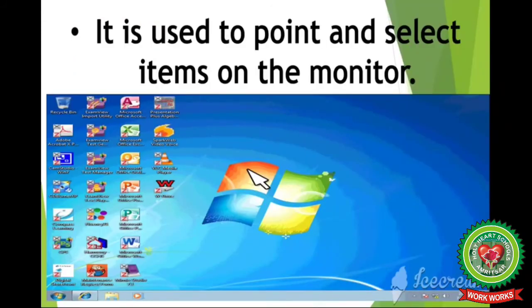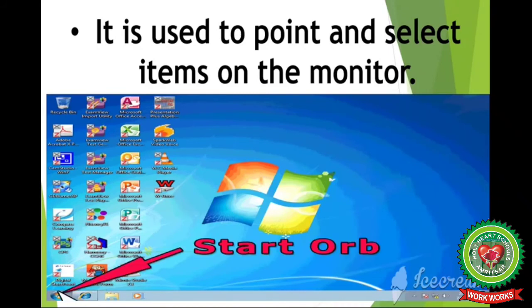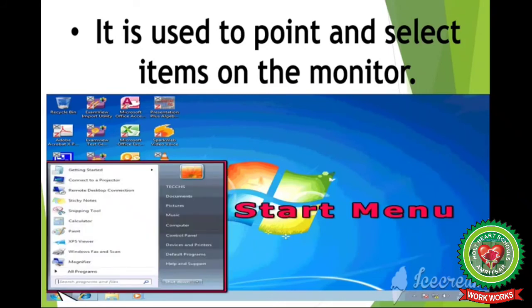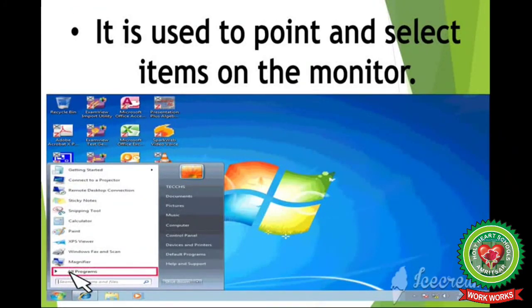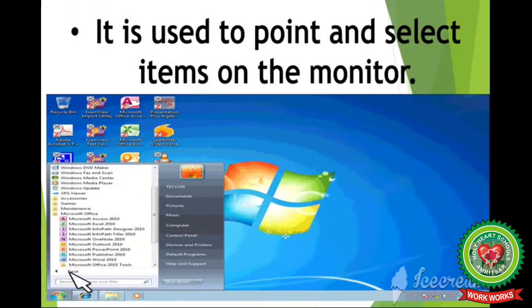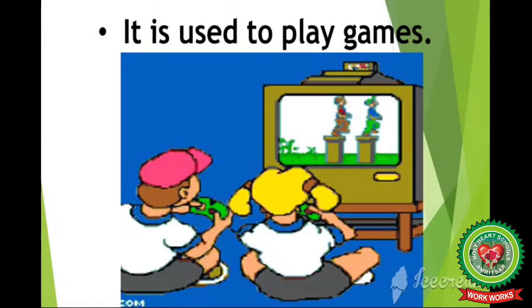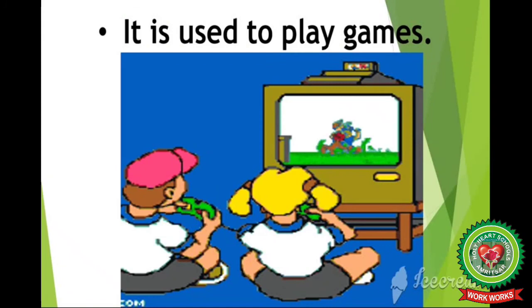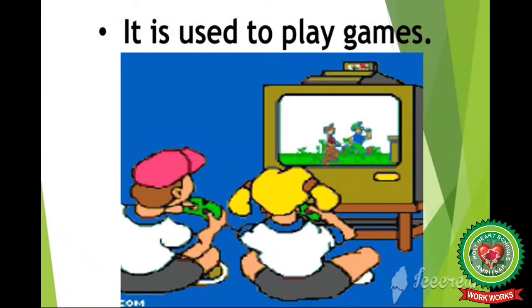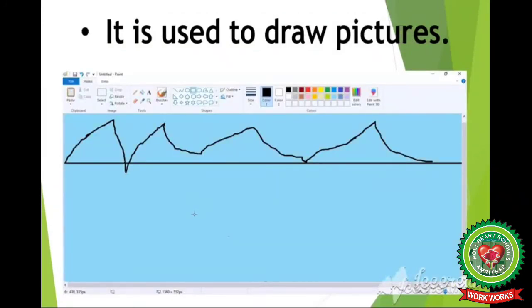Second is it is used to point and select items on the monitor. Third one is it is used to play games. And the last use of mouse is it is used to draw pictures.